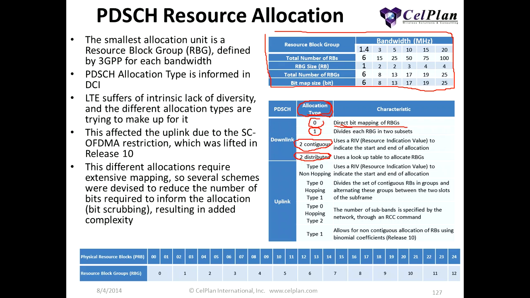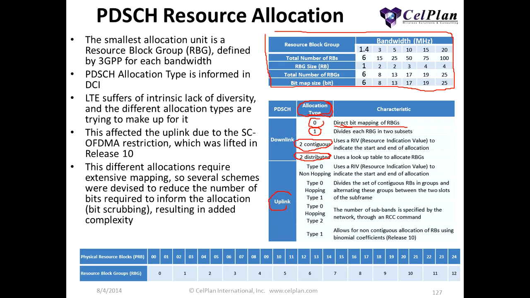And the distributed, basically what it does, it has a special mapping that maps lines and columns and so on, and it basically makes some kind of distribution of the resource block group's usage, and it's called virtual allocation. So it has the logical allocation, and then it has a virtual allocation that follows a certain table specified by 3GPP.